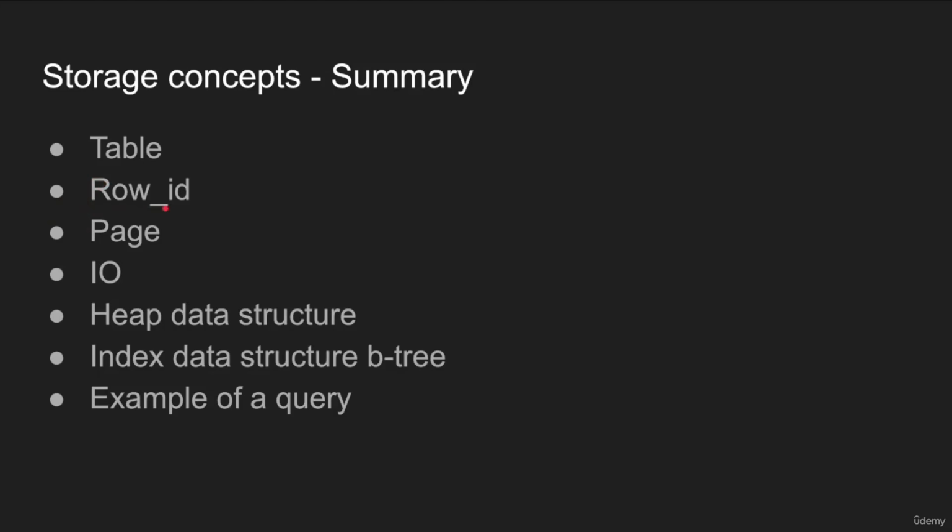IO gives you one or more pages. You don't get a row or a byte in an IO, you get a lot of stuff. So the key here is if you do an IO and you get everything you want in a single IO, that's the beauty. That's the efficient IO. You want your IO to be efficient. Heap data structures, right? We talked about that. Index data structure, B-trees, and we gave you some examples. All right, guys, I'm going to see you in the next one.